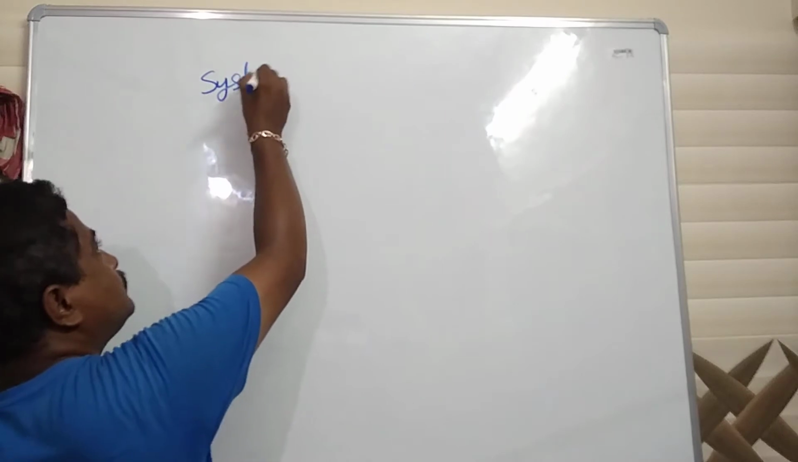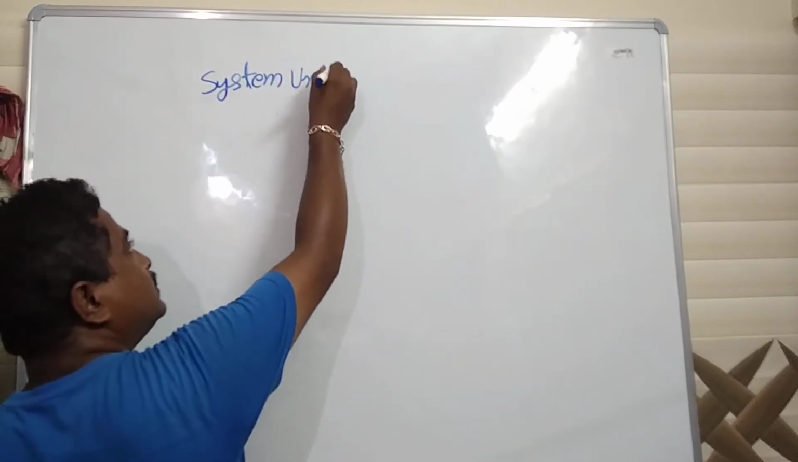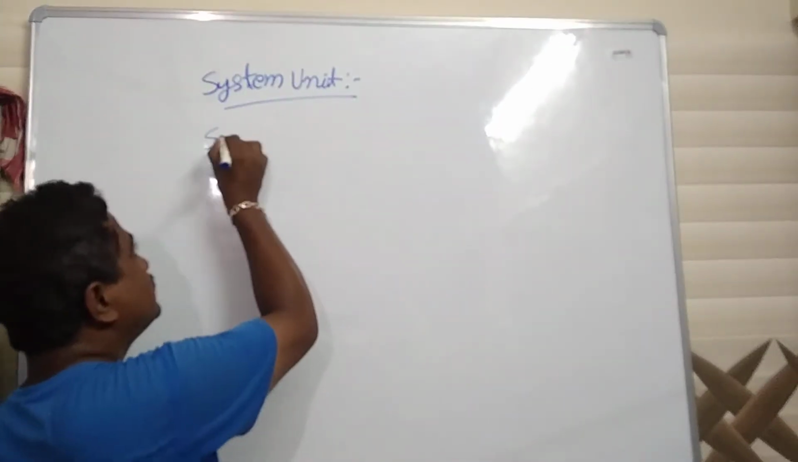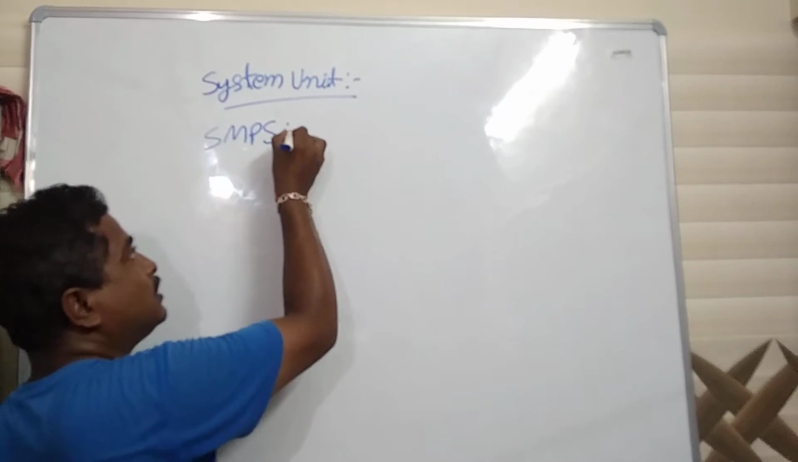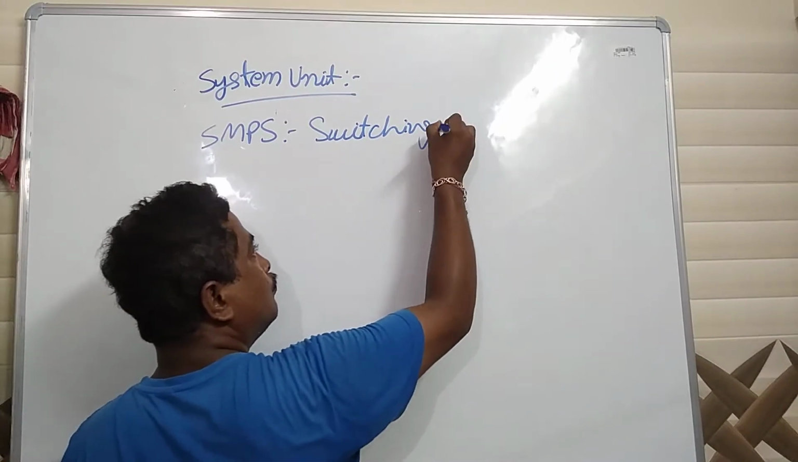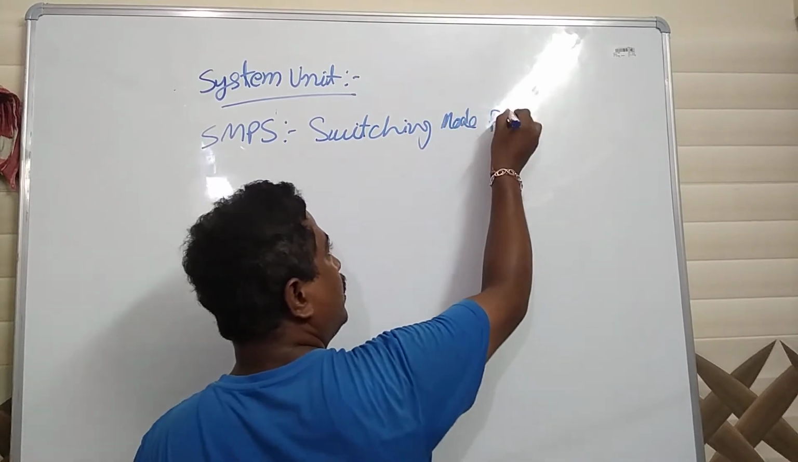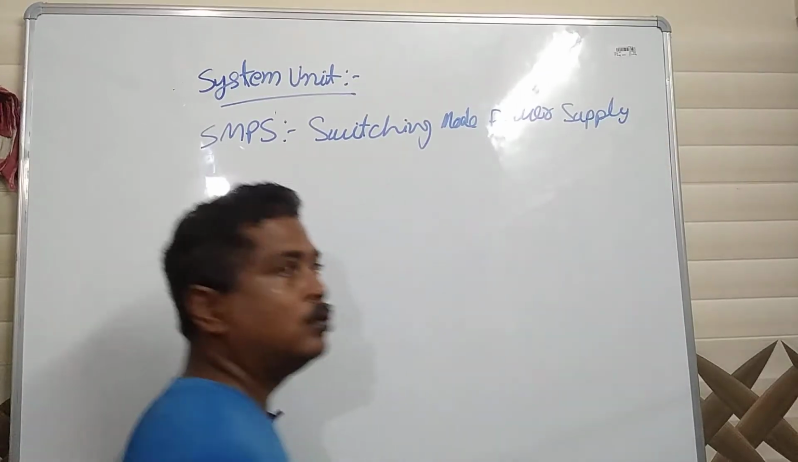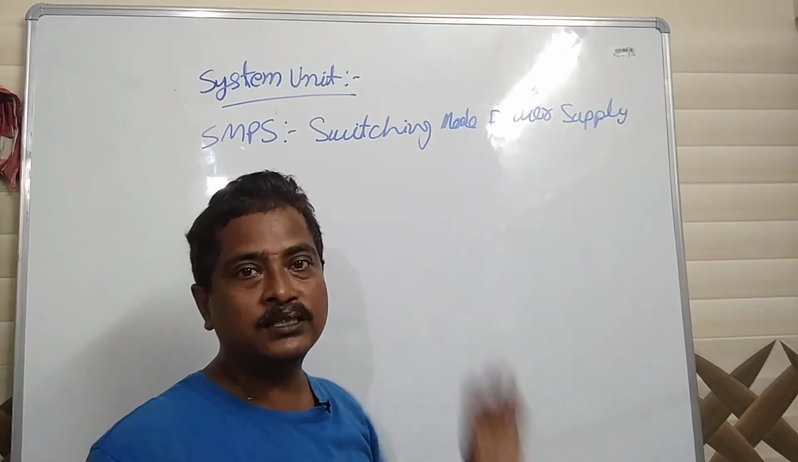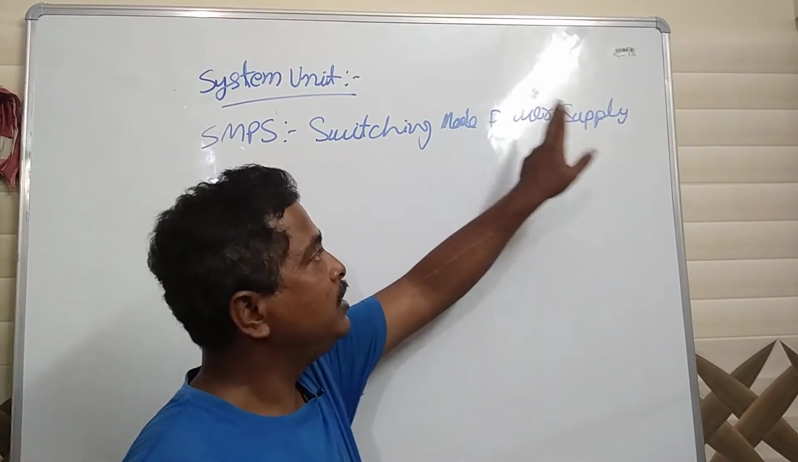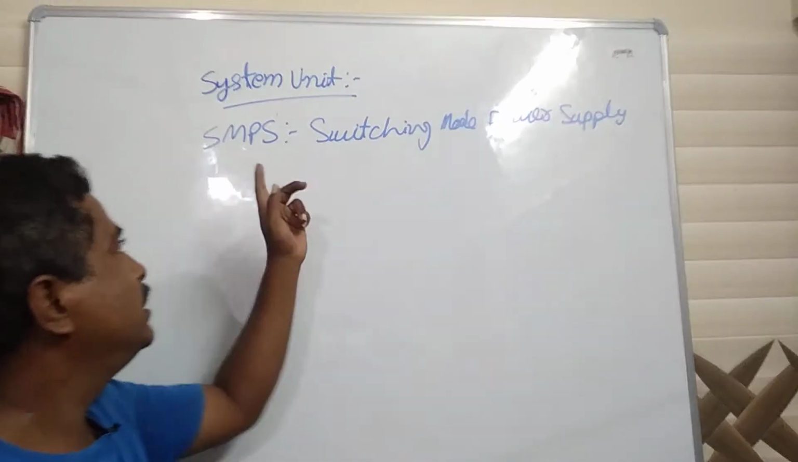Now if we discuss the system unit, the first and basic component of the system unit is SMPS. What is SMPS? The full form is switching mode power supply. From the name only it is clearly explained, no need to learn it by heart. The mode of the power supply is switched by the SMPS.